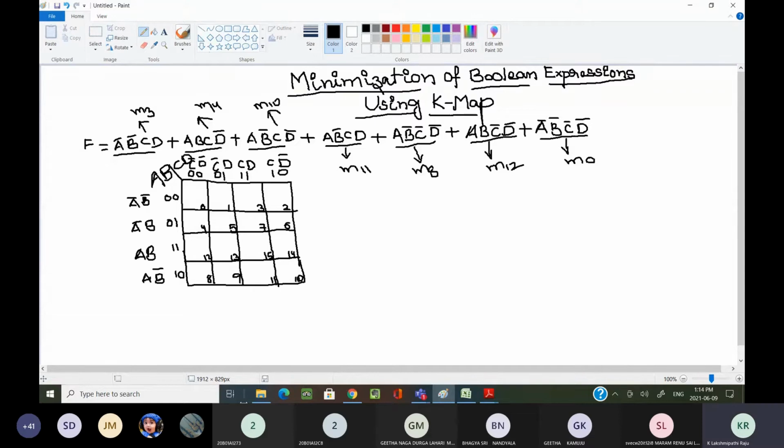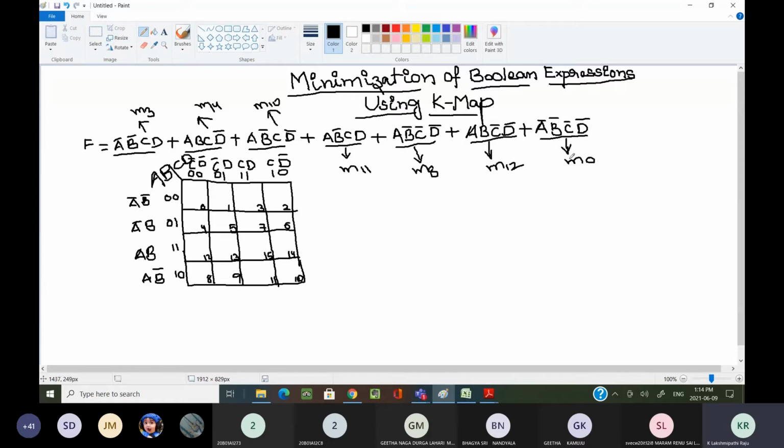Min term 3. In this way, you need to identify the min term positions. Sir, how have you written these min terms, M0? If you understood, very good.